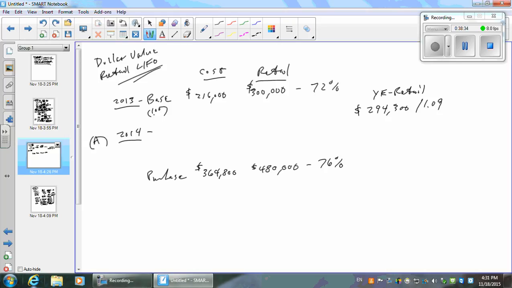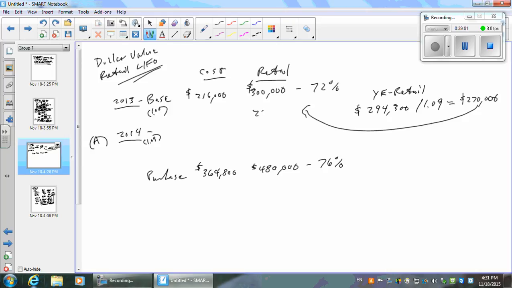So 109 is the index at that time, okay? So what does that give me? That's going to give me my base retail, isn't it? What's the base? What's that going to be? Well below 300, obviously. What is that? 270,000 even. Okay, that's what I have for my layer, right?